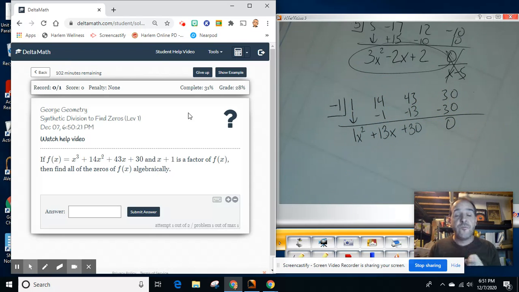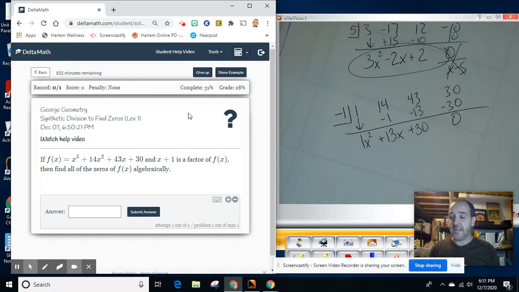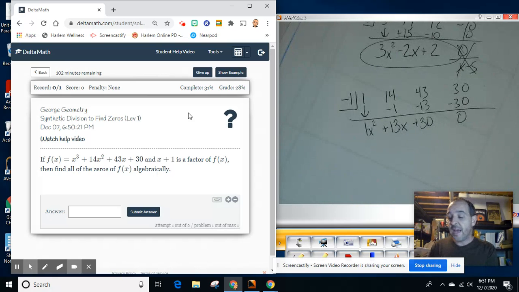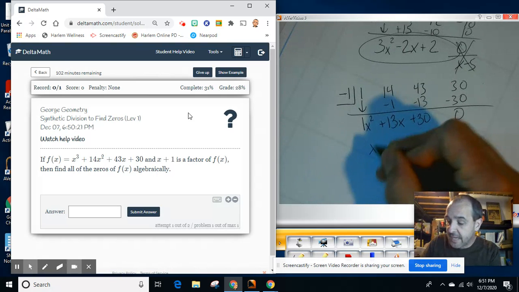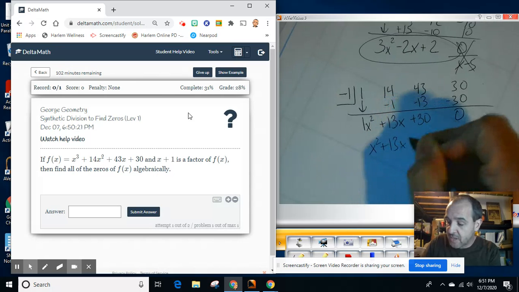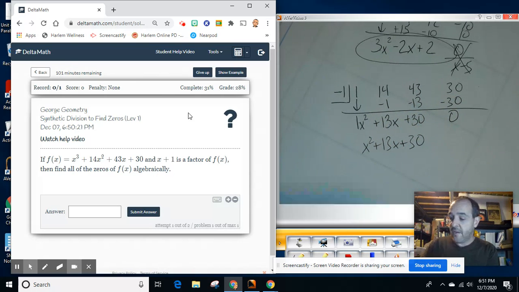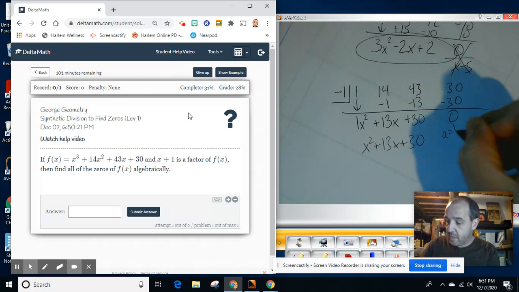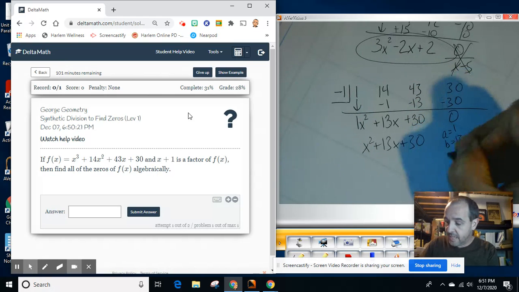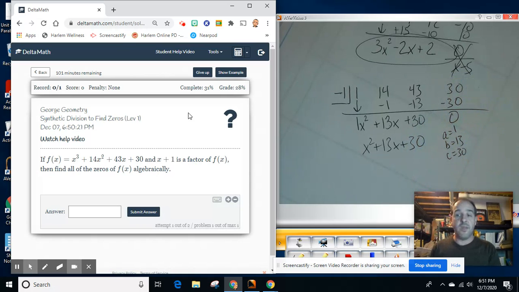Now, to find the zeros, they want answers this time. They don't want just this. Don't write that. That's not going to help you at all. If they ask for zeros now, I've got to take x squared plus 13x plus 30. I need to use the quadratic formula. If I did that, my a would be 1, my b would be 13, my c would be 30. We did that in the notes before. I'm not writing that again now. You need to find it if you need it.